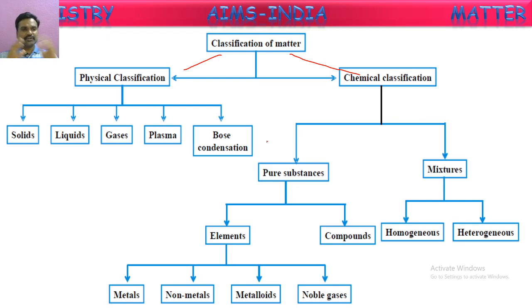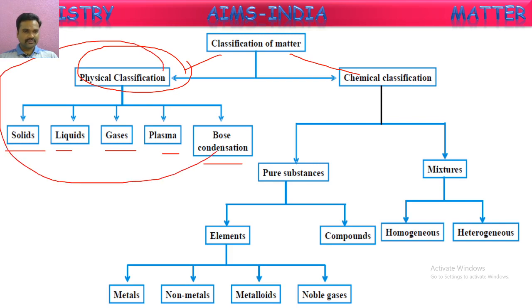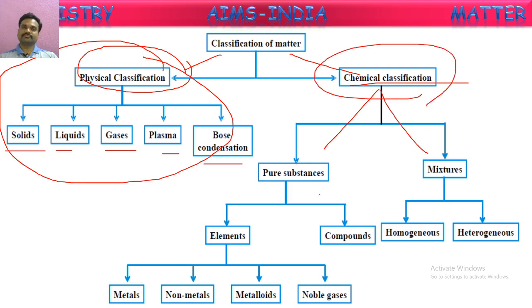Matter can be classified into different forms, as shown here: solids, liquids, gases, plasma, and Bose-Einstein condensate. These all come under physical classification, that is, based upon the arrangement of particles in the matter. Next is chemical classification. Based upon the purity of matter and the type of particles existing in the matter, matter is classified into pure substances and impure substances, or mixtures. So this is chemical classification. First, let us go through the physical classification.